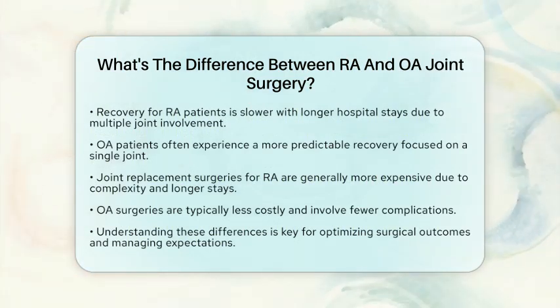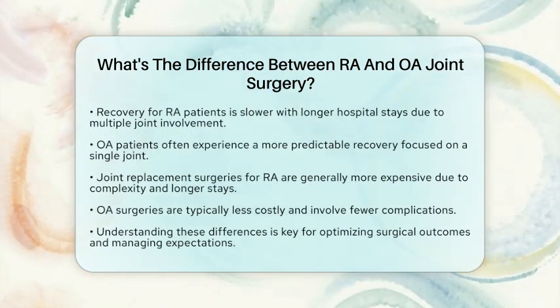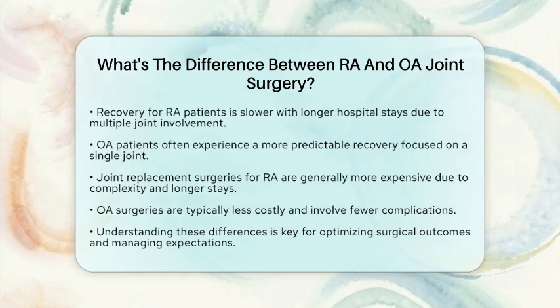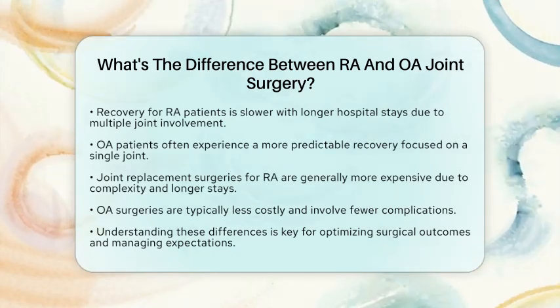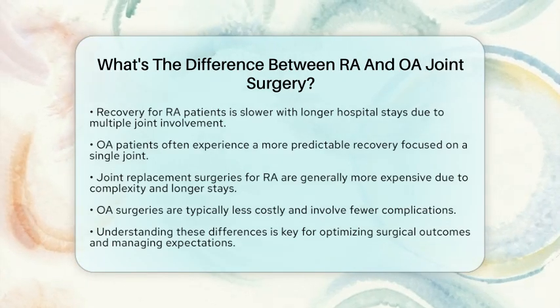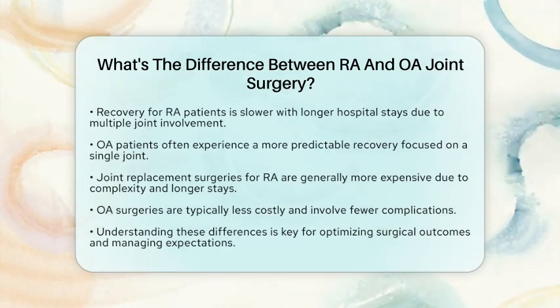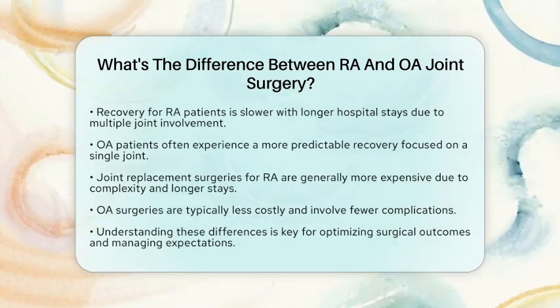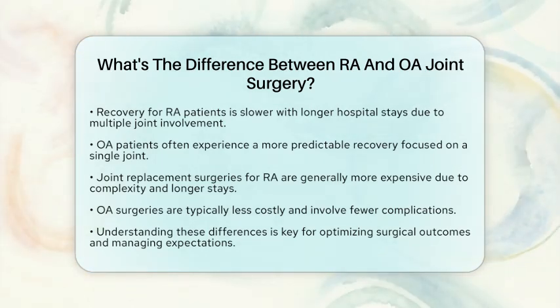Finally, let's discuss costs. Joint replacement surgeries for patients with rheumatoid arthritis tend to be more expensive. This is due to the complexity of the surgery, additional treatments needed, and longer hospital stays. In contrast, surgeries for osteoarthritis are generally less costly and involve fewer complications.